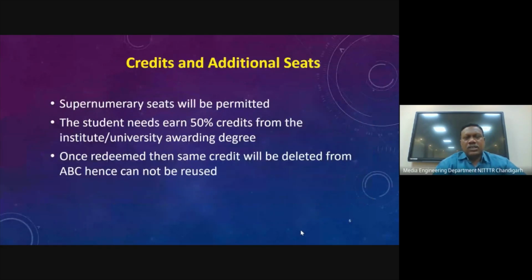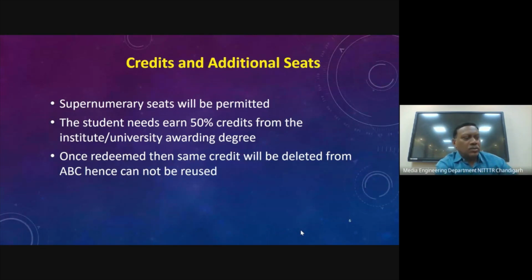Then next, the advantage is that even if your seats are filled, and 10 students or 20 students are demanding that course, you are permitted. Supernumerary seats are permitted. So even if your seat allocation is 60 or 120, you can take an additional number of students because they are opting for that particular course. So this is also revenue earning for the organizations. If your course is good, then the students will opt for those types of courses.